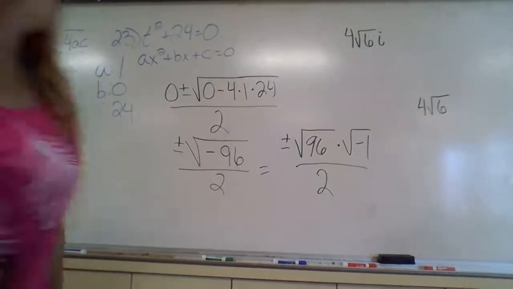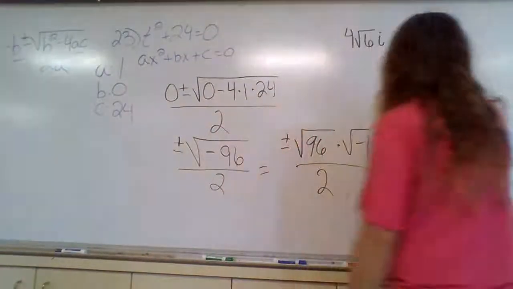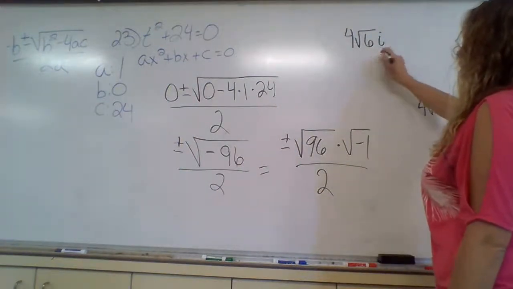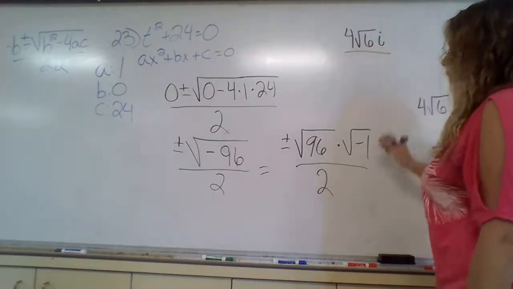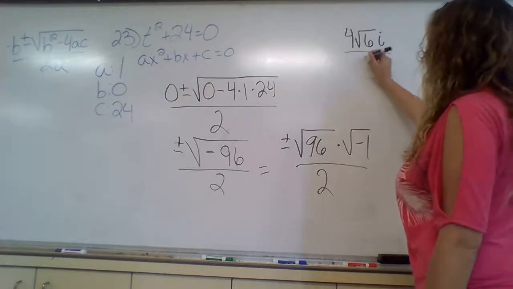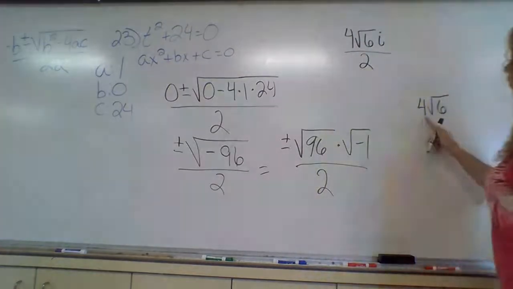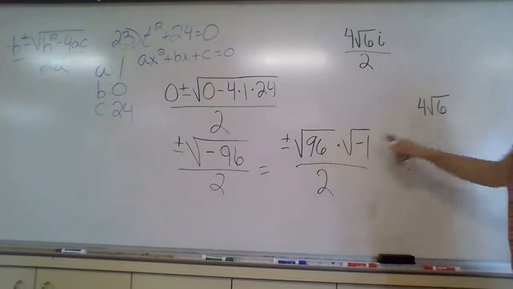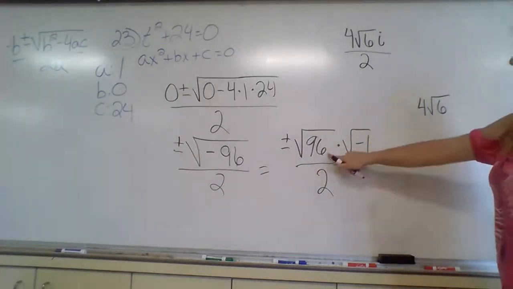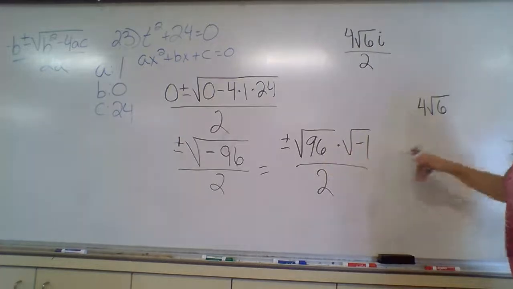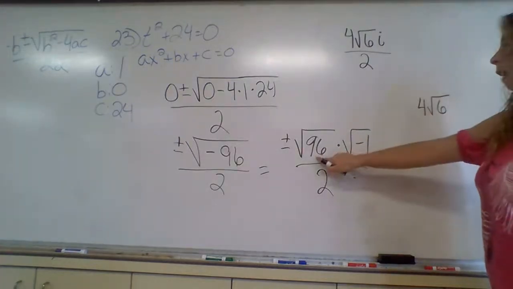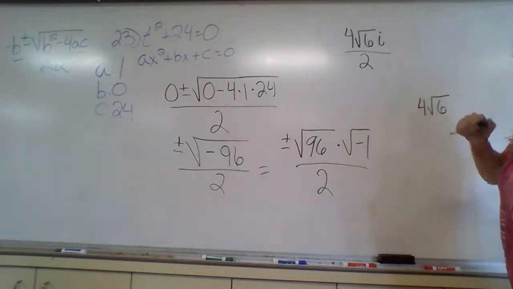Okay. So it's right on the outside. So 4 square root of 6 times i all over 2. All right, so I substituted this in for the square root of 96 because we factored this and got the prime factors, and that's how we got 4 square root of 6. So I'm substituting that in for the square root of 96.